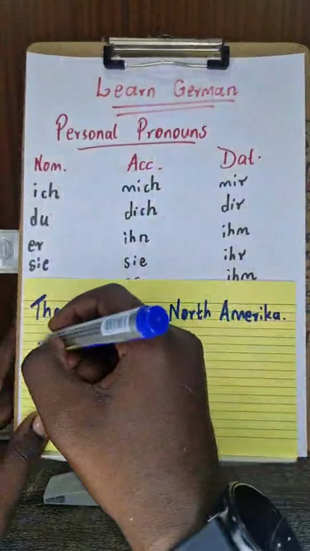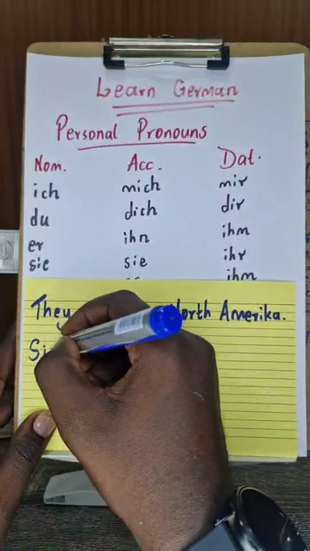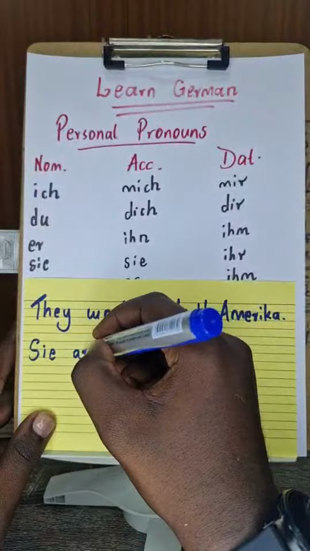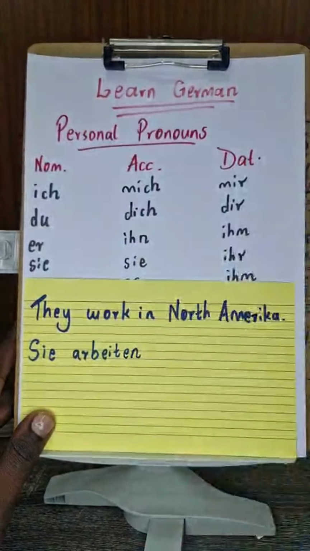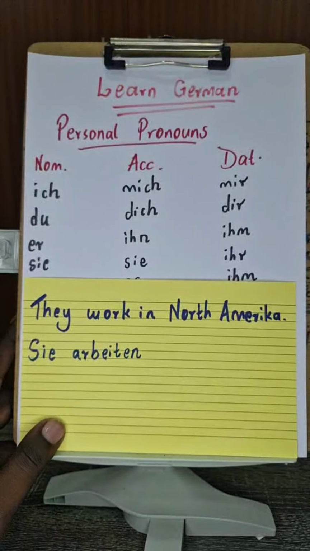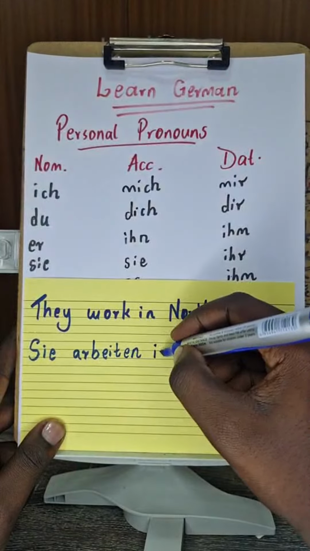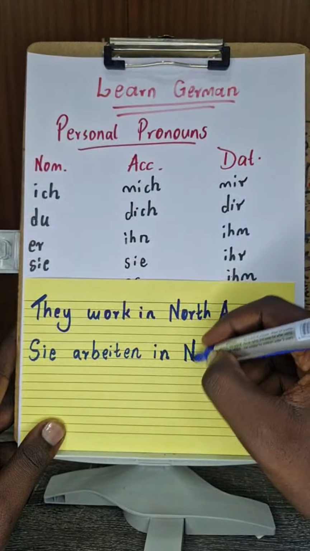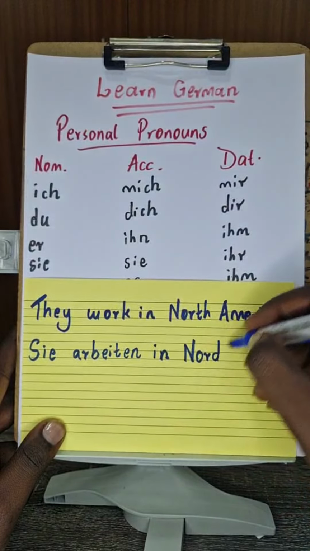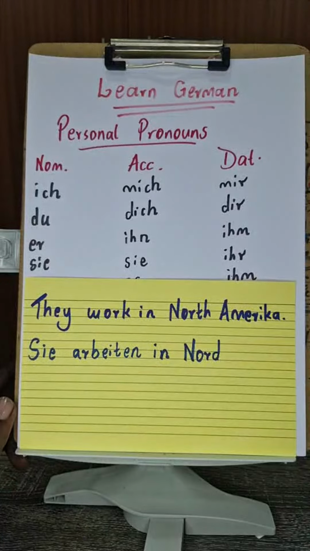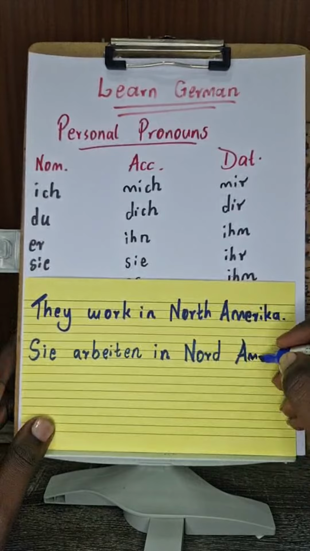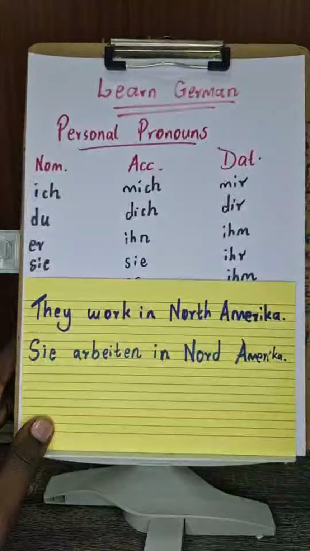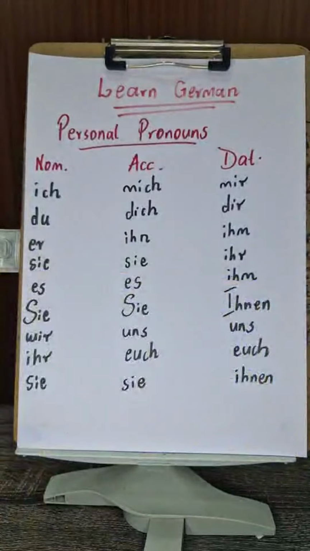Very good. So if you said like this, then you've scored it. Somebody has said Sie arbeiten, correct. Look at that, sie arbeiten, they work in North America, in Nordamerika. All right, remember it's North America, Nord, which is North, all right, and then Amerika. All right. All right, then how about I take another one?